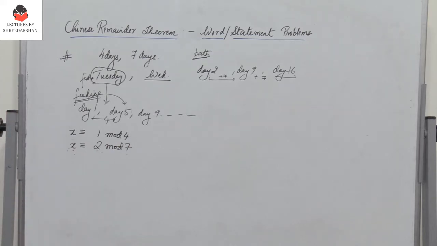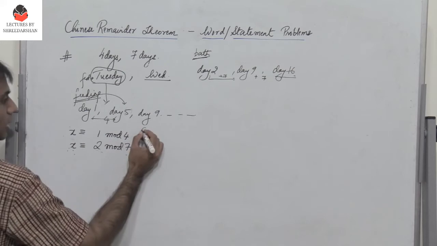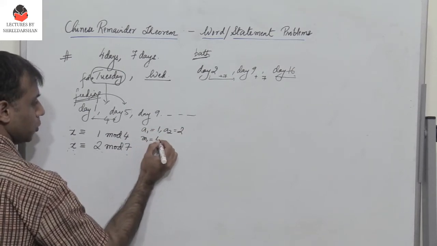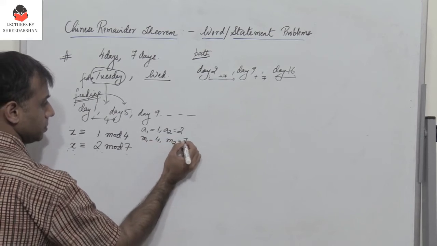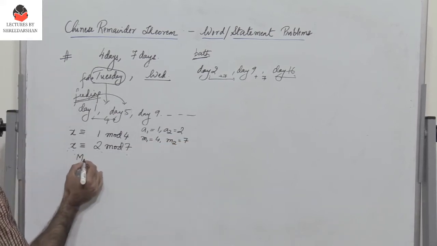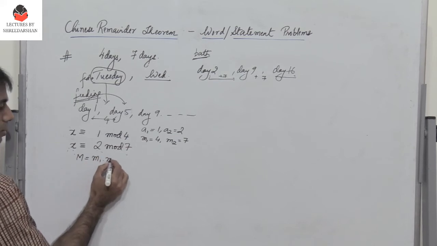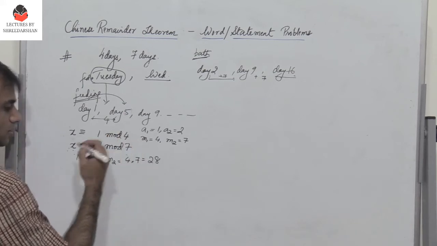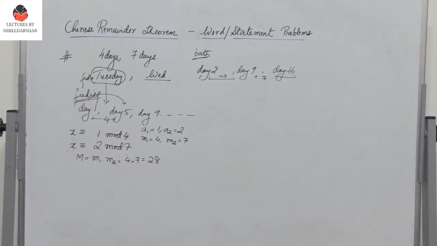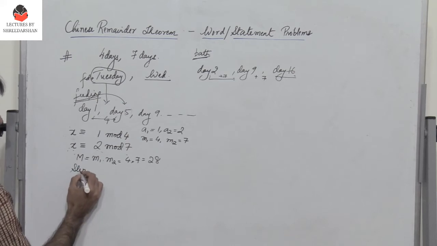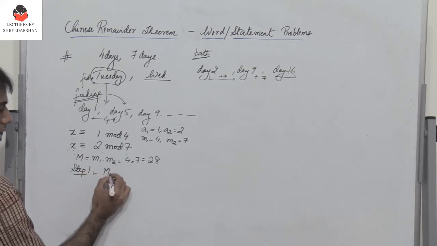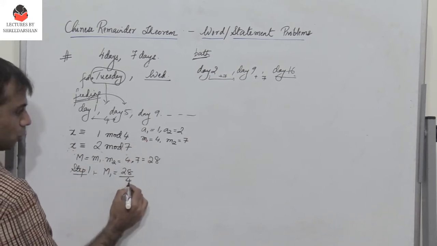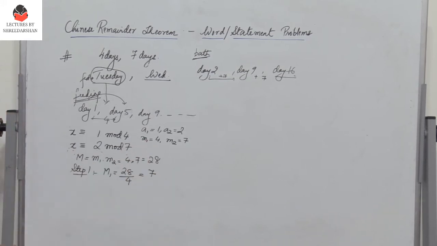So now I need to find the answer. A1 is 1, A2 is 2, M1 is 4, M2 is 7. And what is M? M is M1 into M2, which is 4 into 7, which gives me a value 28. Step 1. Calculate capital M1, which is M, 28, divided by small m1, which is 4. So I get the value as 7.